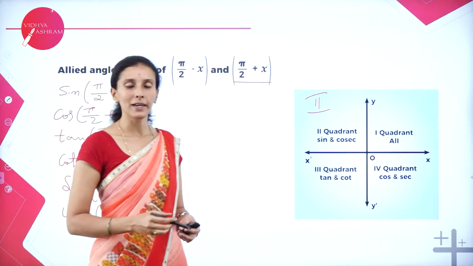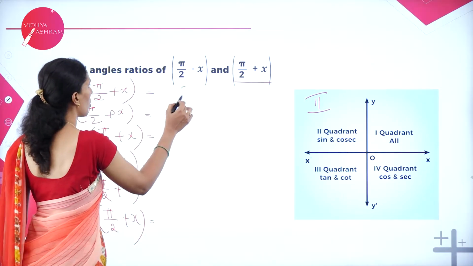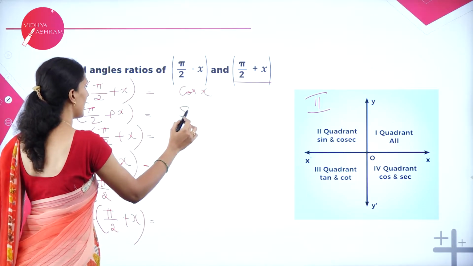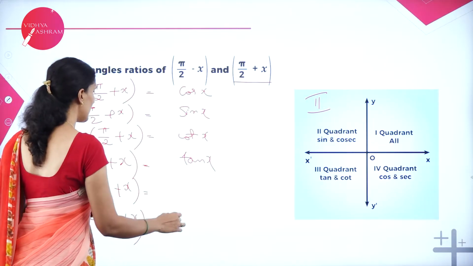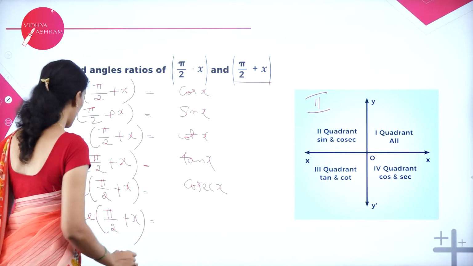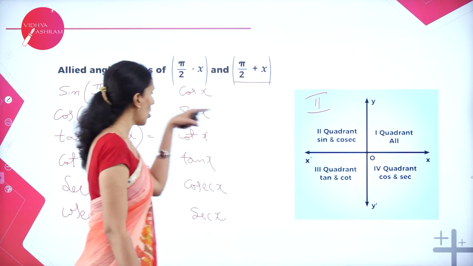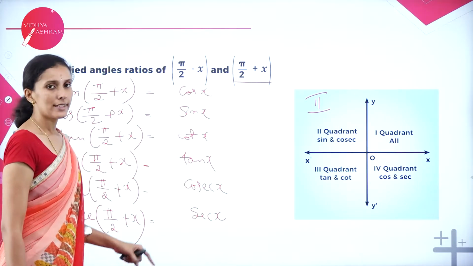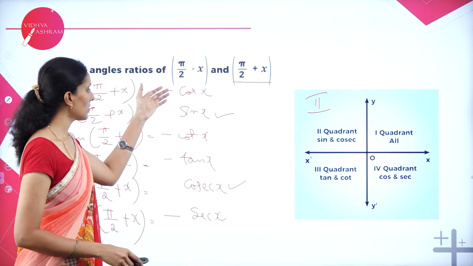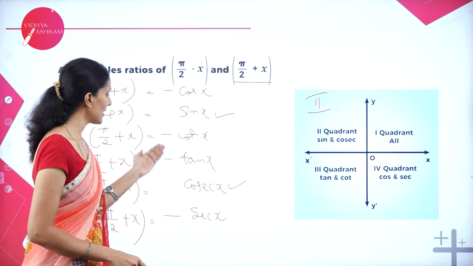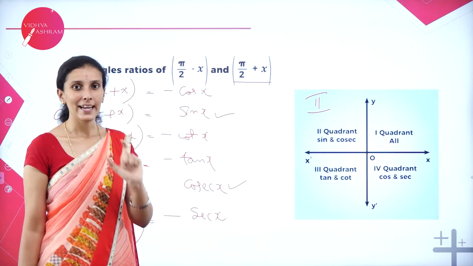I said when you have odd multiples of pi by 2, the function changes to co-function. So sine must change to cos x, cos to sin x, tan to cot x, cot to tan x, secant to cosecant x, and cosecant to secant x. But what about the sign? Pi by 2 plus x means they all lie in the second quadrant. So in the second quadrant, the value changes to co-function, but the sign is minus for cos x, minus cot x, minus tan x, minus secant x, because in the second quadrant, these four trigonometric ratios are negative.